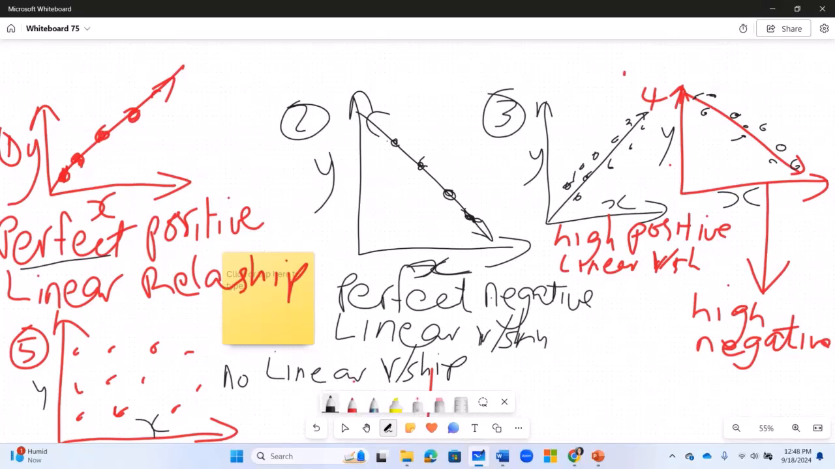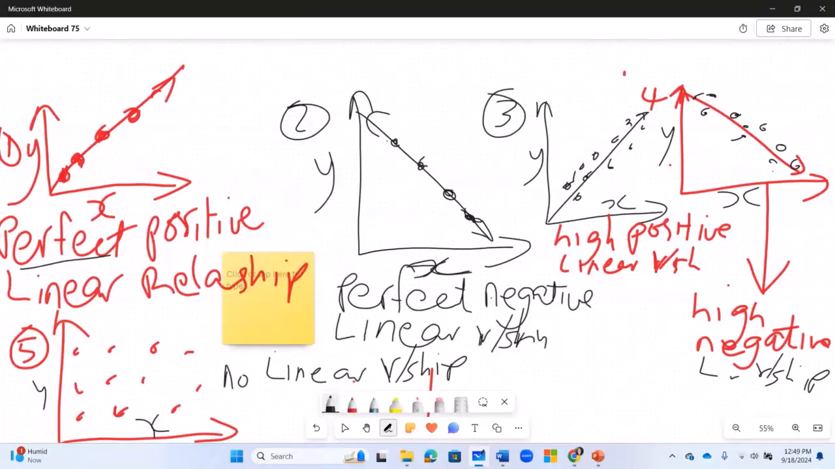Another way of saying this is there is a high positive linear relationship between the explanatory variable and the response variable. Right here in number 4, the line of best fit is negative. All the points are not on the line, so you cannot say perfect. But you can say there's a high negative linear relationship between the explanatory variable and the response variable. Okay, so this is a little introduction of the kinds of scatter plot we can have.